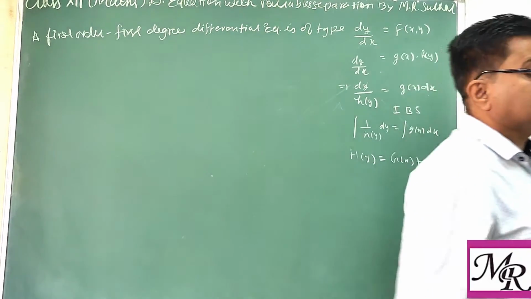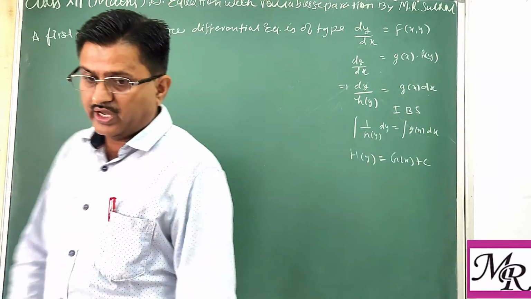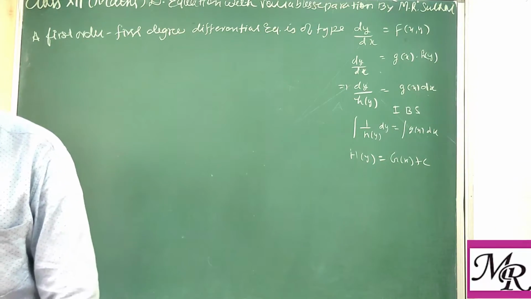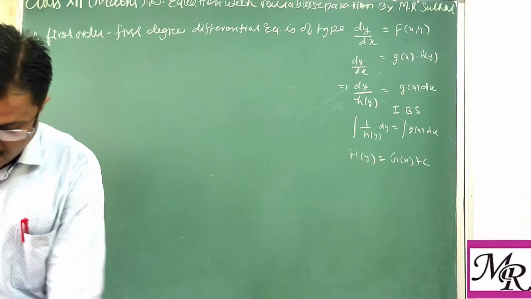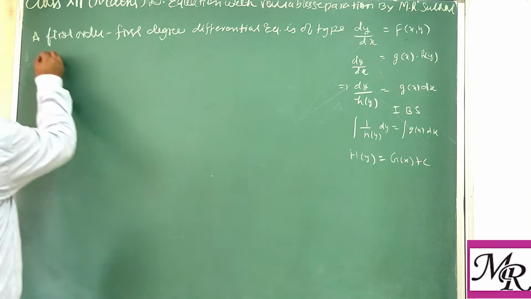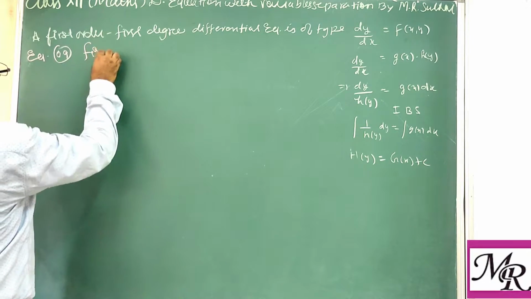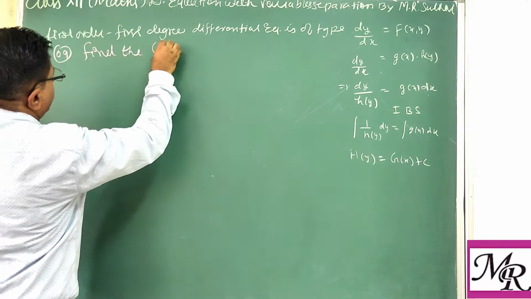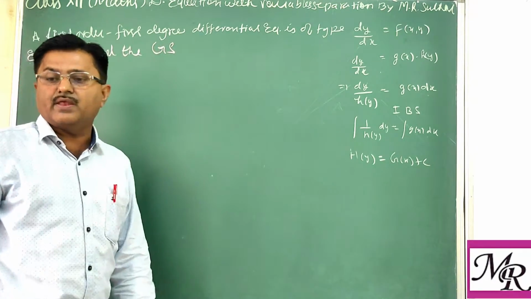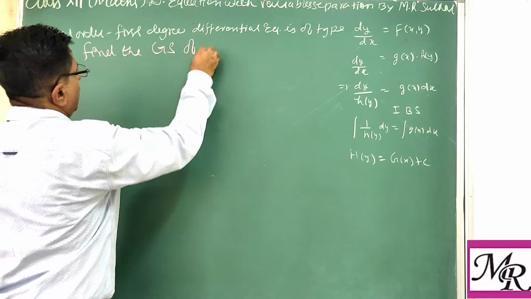So dear student, this is the general method, the general topic we are taking, of how to solve. Now with the help of an example we can understand how this method is applicable. So you may write Example 9: find the general solution. GS means general solution of the differential equation.